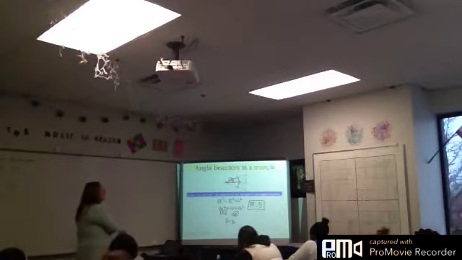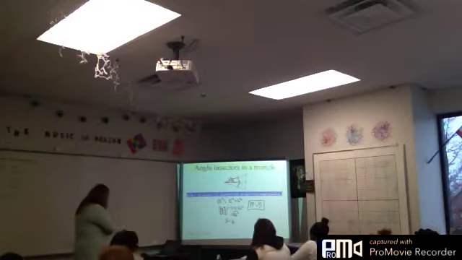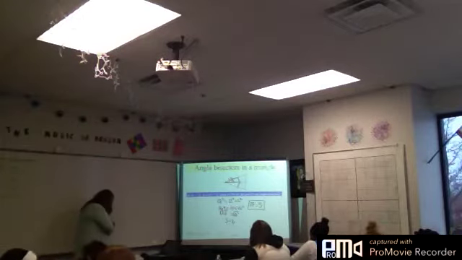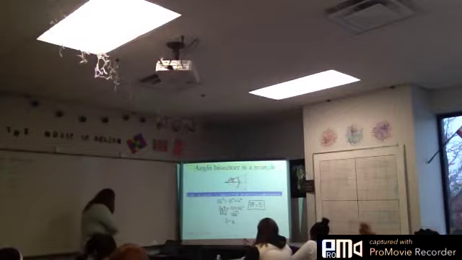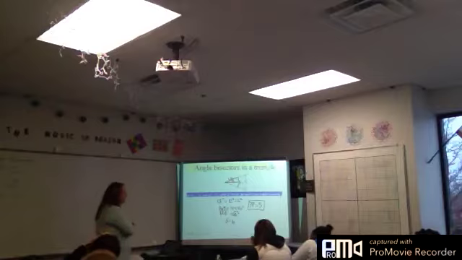So angle bisectors make life a little easier. Do not get this picture confused with the altitudes or the perpendicular bisectors, because all of them have right angles listed in them, okay? Don't get that confused.